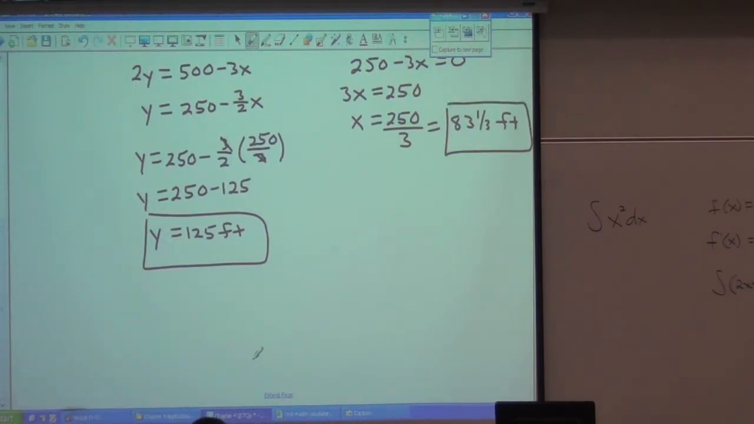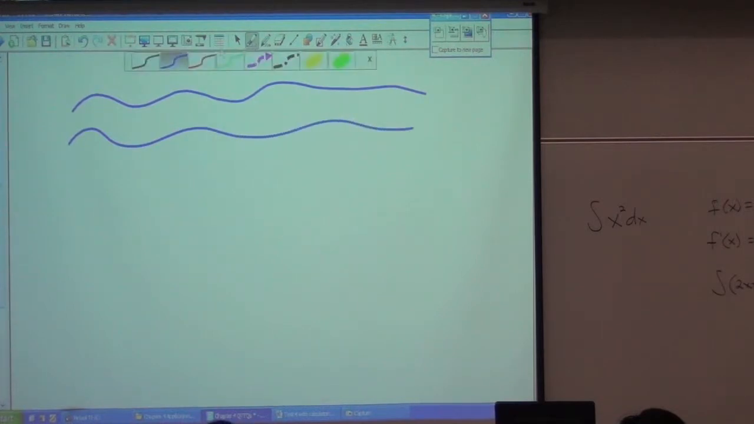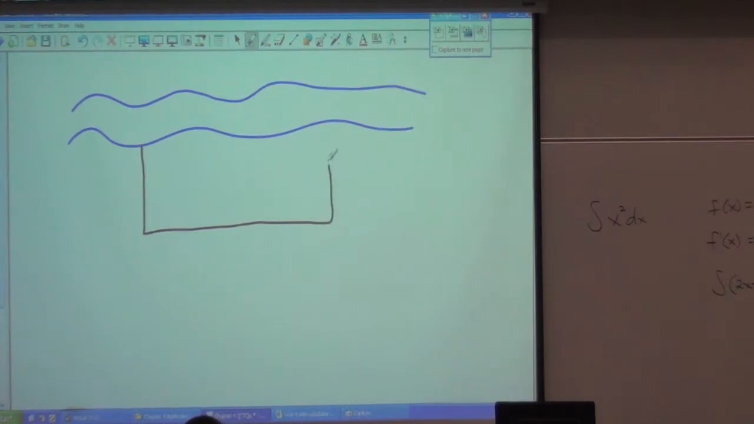If this was different, let's say we were just trying to find a rectangle on its own side, and it was like, let's say 85, how would we go then? So you're saying maybe if there's a river flowing like this, and somebody wanted to make a rectangular corral, how many feet of fencing do they have? 85.